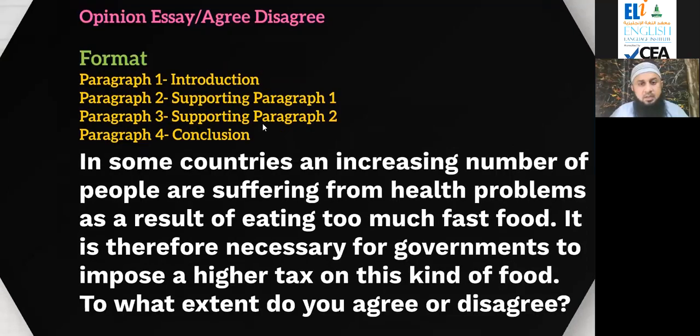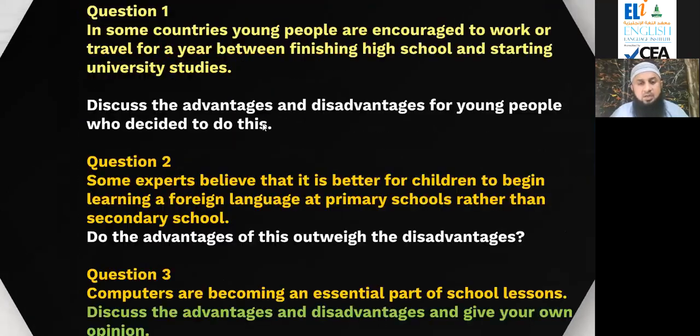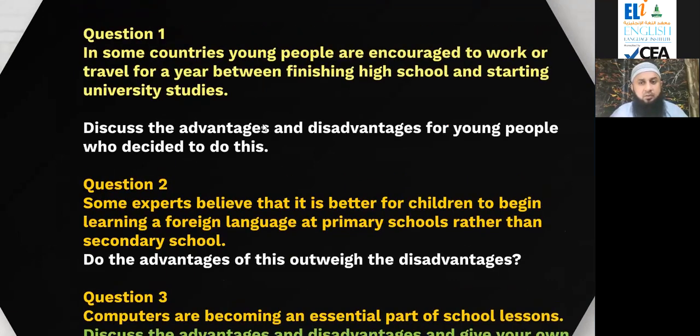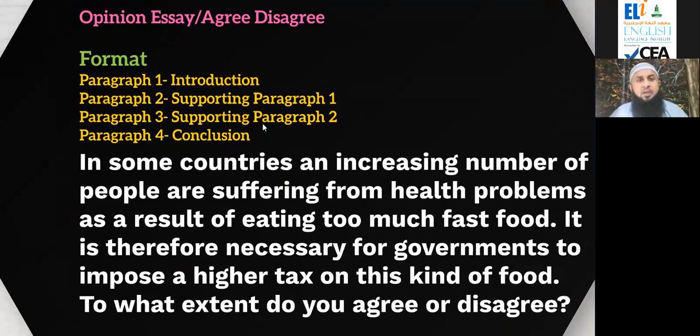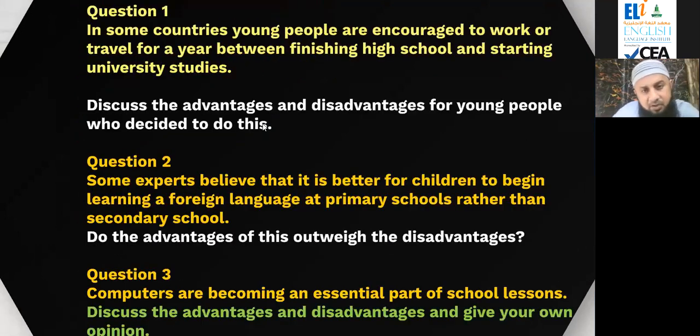So the format is this. Now, such questions, agree, disagree, or advantages and disadvantages questions. After agree, disagree, okay, so one slide is missing. Anyway, then we have advantages and disadvantages question. They are tricky questions again. There are 3 ways they ask you this type of question in IELTS. 3 ways.